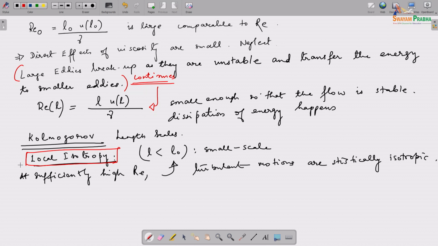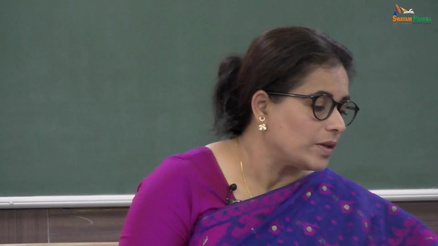So, the moment we say local isotropy, this is Kolmogorov's hypothesis that any small scale turbulence is locally isotropic. Okay. So, statistically they are isotropic at sufficiently high Reynolds number. Therefore, the moment I say local isotropy, it pretty much means that I am looking at small scale turbulence. Okay. All right. Now we will put some numbers in and let us see what we get.